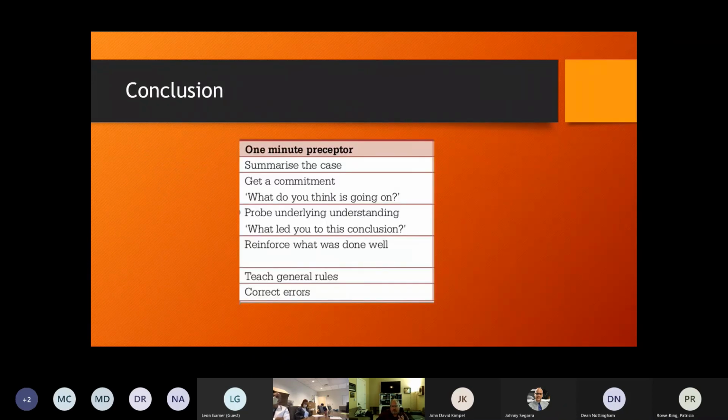So this is also known as the 1-minute preceptor. And once you get comfortable with this technique, it's going to be very easy for you to summarize the case, get a commitment, probe the underlying understanding, reinforce what was done right, teach the general rules, and correct any errors.